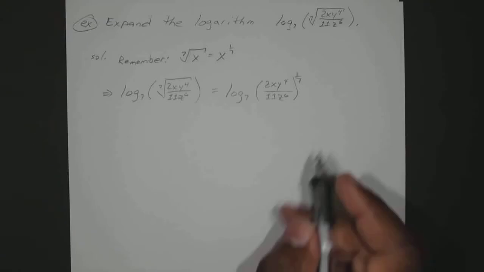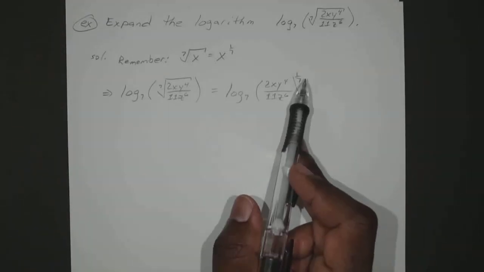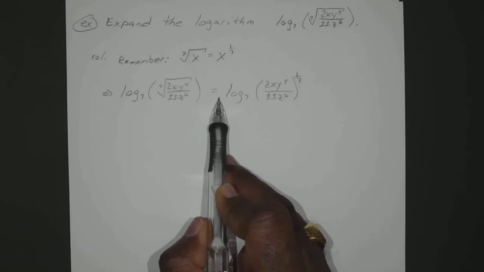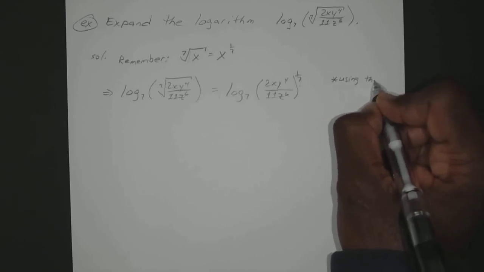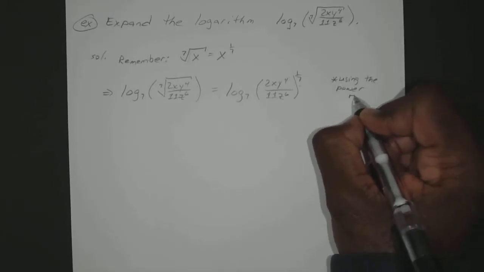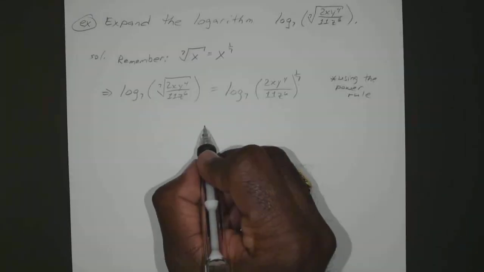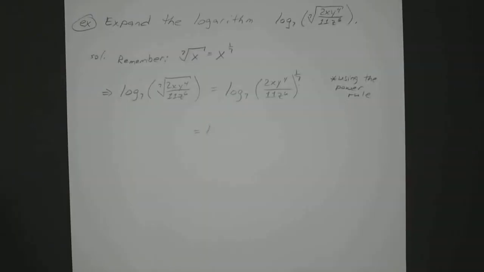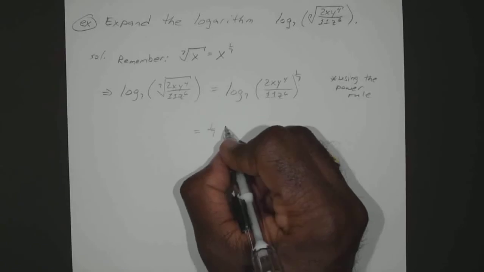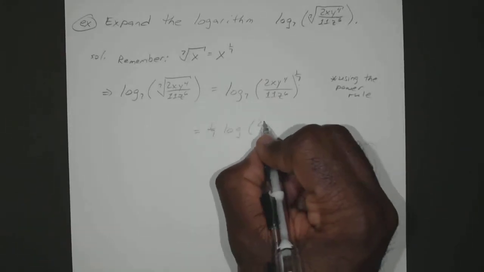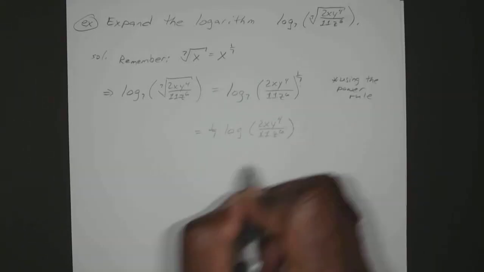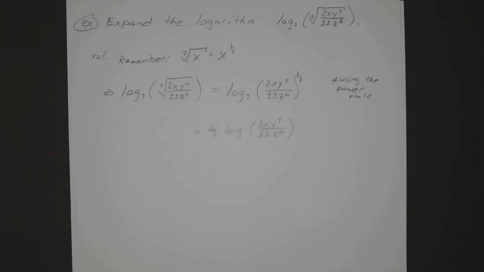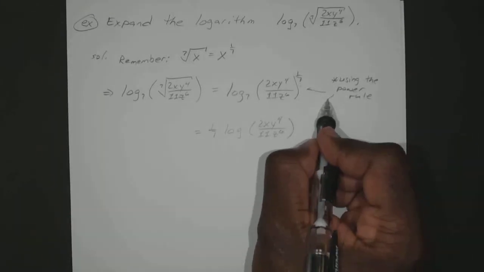Okay. So right off the bat, right from the beginning, we can use the power rule to bring that down to the front. Using the power rule, that exponent becomes, forgot to put my 1/7 down in the front, 1/7 times log of 2x y to the 4th over 11z to the 6th. To go from there to there.